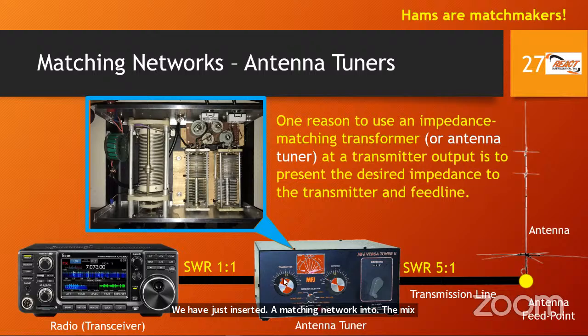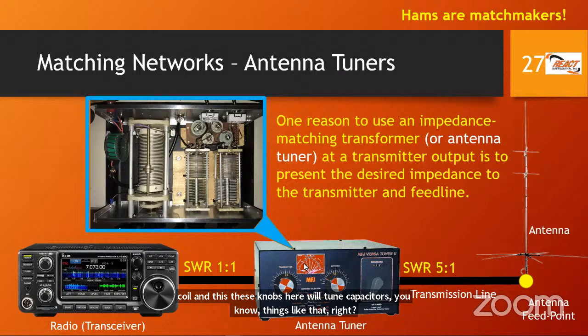And you'll notice we have some knobs here. And these knobs actually tune or turn coils and capacitors inside of there. So this one here, this knob, for example, will turn a coil. And these knobs here will turn capacitors, things like that, right? And these tuners, some of them will also have an SWR meter on the face itself, so you can see what it is.